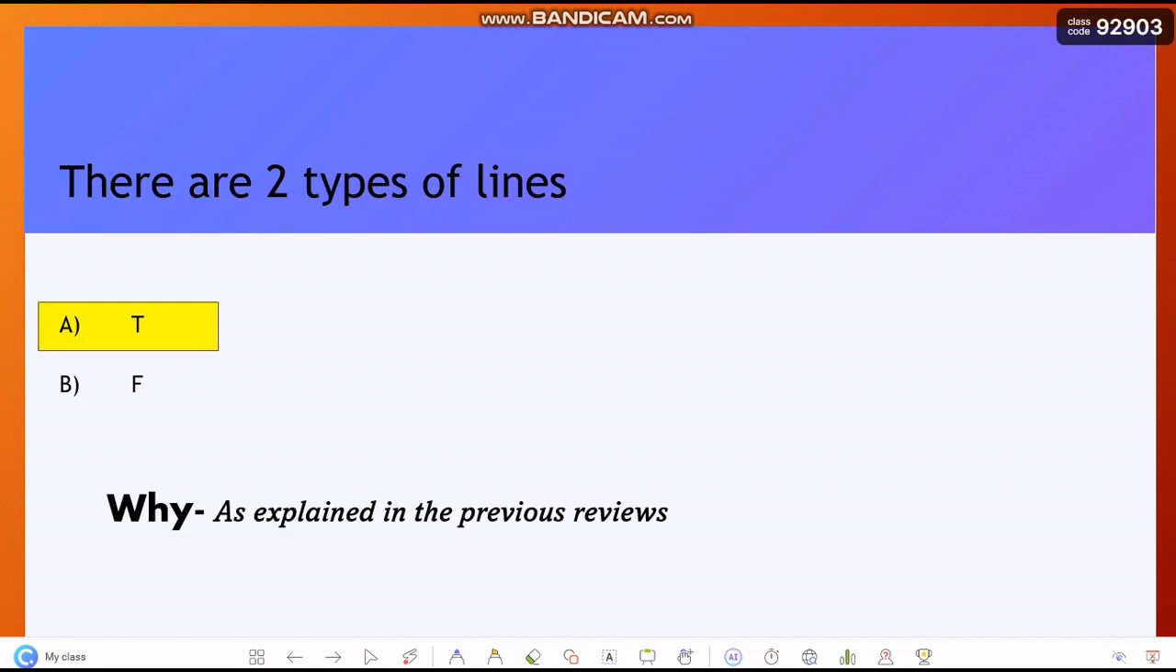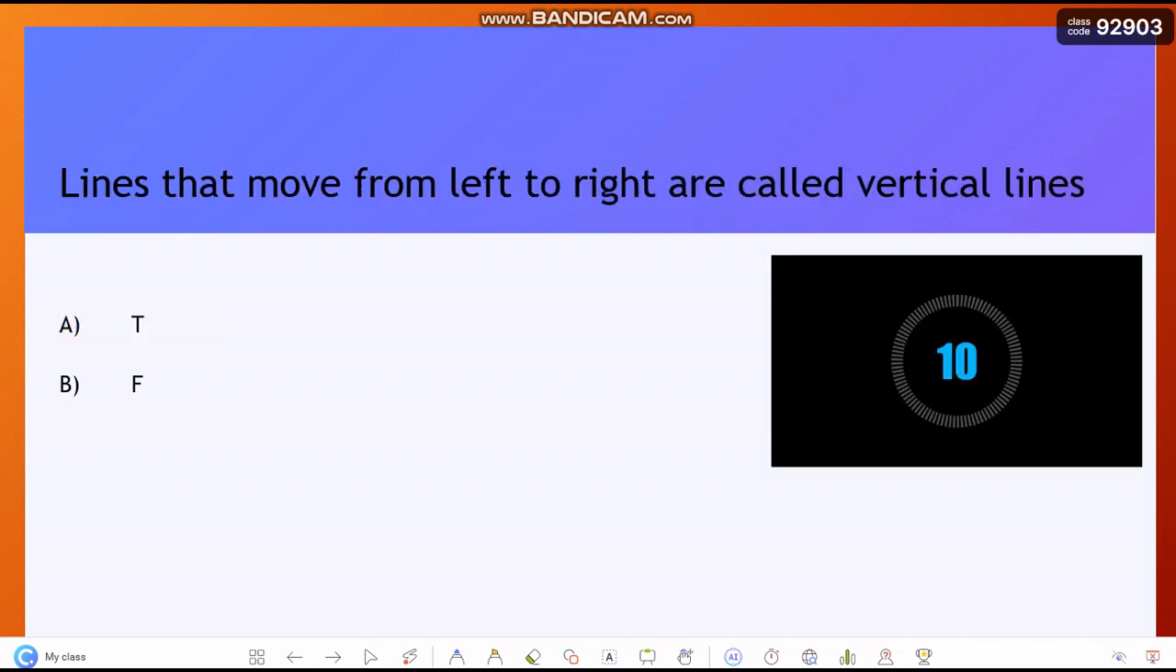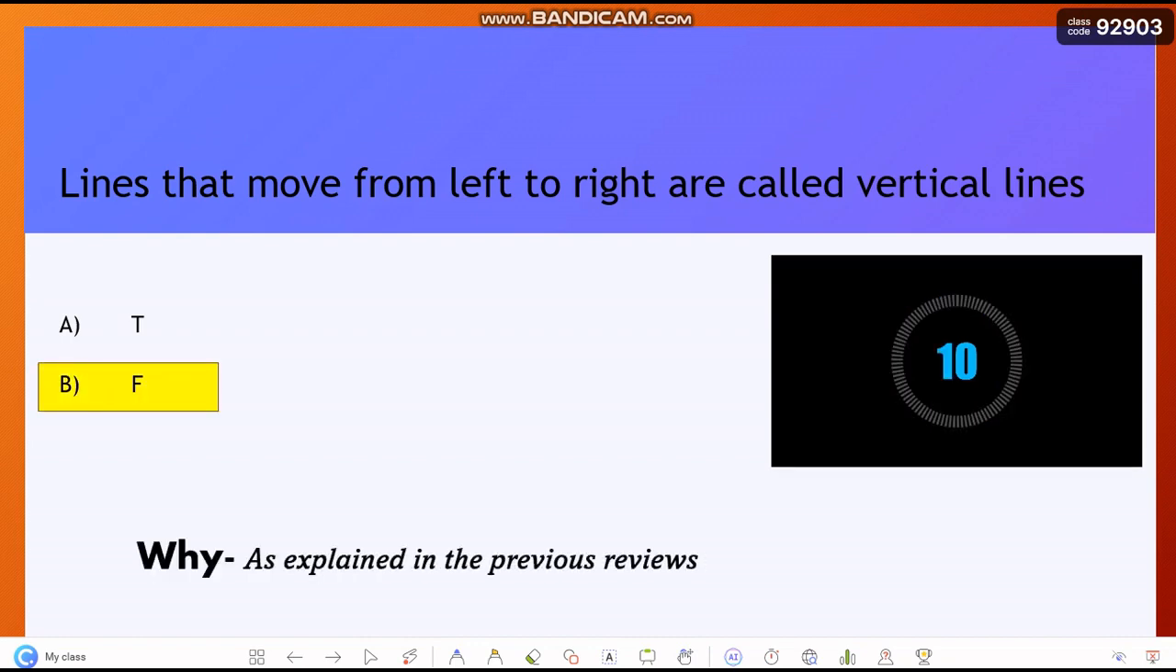Now, lines that move from left to right are called vertical lines. What do we think? What did you put down for your exam? The answer here should be a resounding false. As we explained earlier, looking on those directions, vertical lines go from top to bottom.